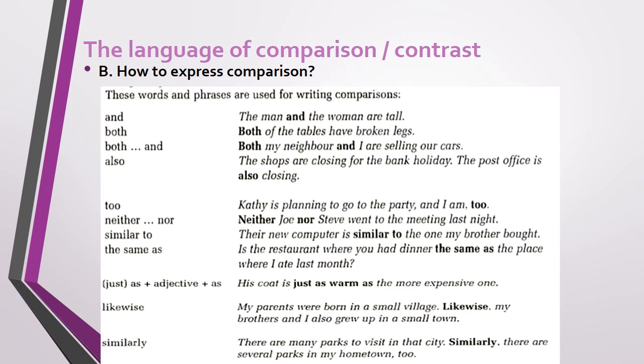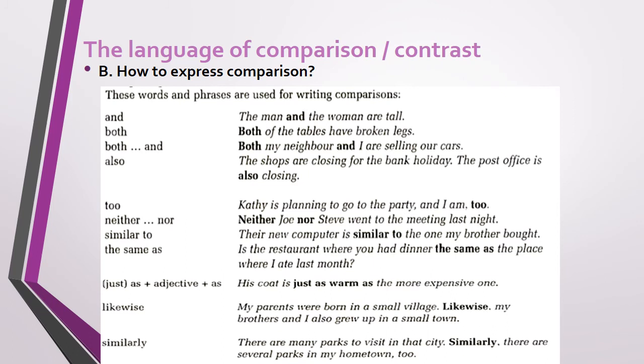Let's read the examples. The man and the woman are tall. Both of the tables have broken legs. Both my neighbor and I are selling our cars. The shops are closing for the bank holiday. The post office is also closing. Kathy is planning to go to the party, and I am too. Neither Joe nor Steve went to the meeting last night. Their new computer is similar to the one my brother bought. Is the restaurant where you had dinner the same as the place where I ate last month? His coat is just as warm as the more expensive one.